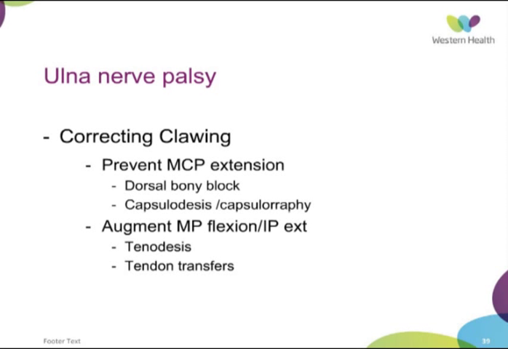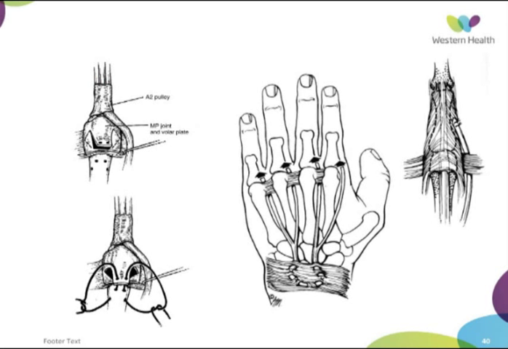Clawing is quite a complex correction, so you don't have to do a tendon transfer for this. One way is by blocking MCP extension, either by a bony block or a capsulodesis or capsulorrhaphy on the volar aspect to prevent MCP extension. The other way is to augment MP flexion and IP extension by tenodesis or a tendon transfer. So these are ways of blocking the extension of the MP joints.